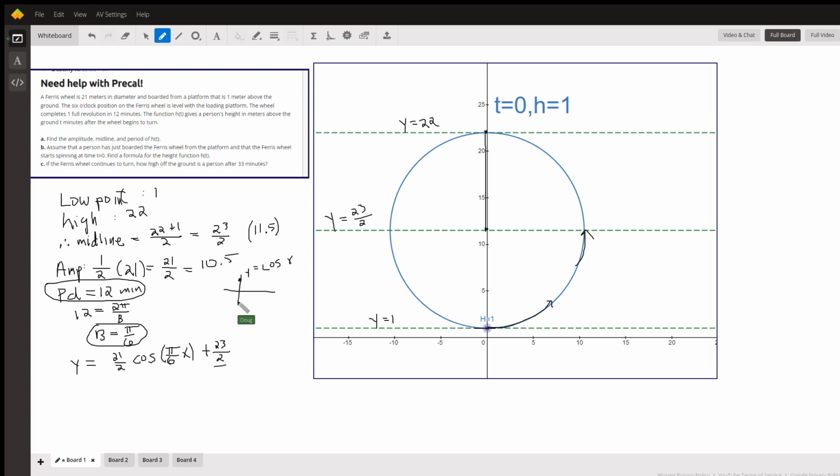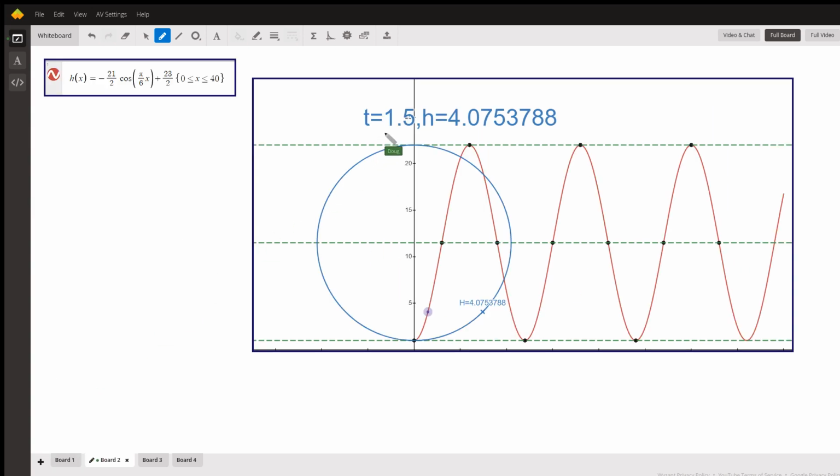Okay, slight problem still. The cosine function starts at the high point, and we want this one to start at the low point. So we can achieve that by putting a minus sign there. Okay, so there's one way to write this equation in terms of cosine. Here's what the graph looks like. I said x instead of t. So as t increases, this Ferris wheel car rises.